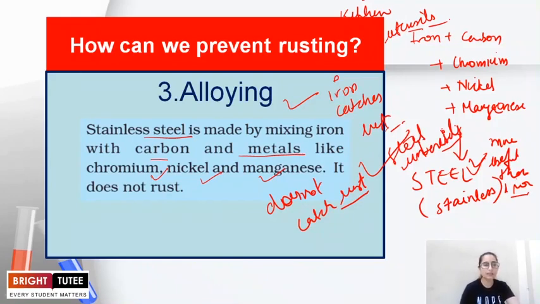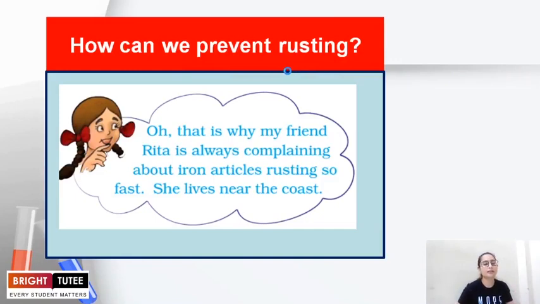So we can simply create alloys to prevent the rusting. It changes the property of the metal itself, and obviously alloying produces a different kind of substance which is much more useful than the iron article, right? So the first one was painting and oiling, second was galvanization, and third one is alloying. These were the methods which can help us prevent rusting.